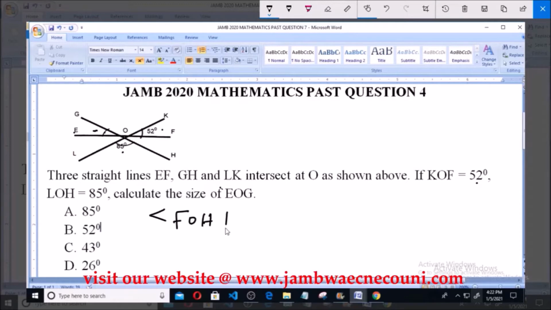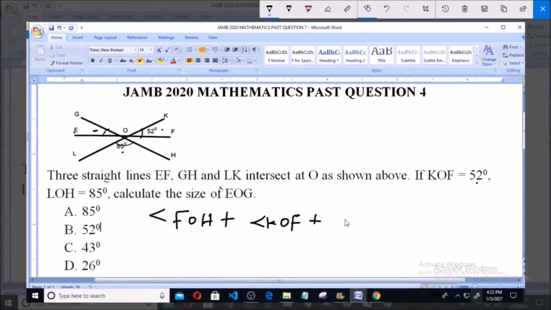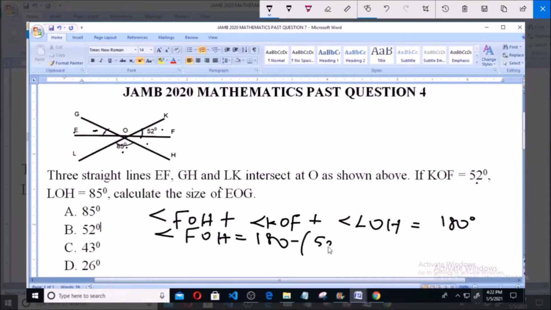Now, angle FOH plus angle KOF plus angle LOH is equal to 180 degrees. Now this is because they are on a straight line. You can see this line LK is a straight line, and angles on a straight line sum to 180. So angle LOH, which is 85 degrees, plus angle FOH, plus angle KOF, sum up to 180 degrees. So from this we can simply see that angle FOH is equal to 180 minus (52 plus 85), and that is equal to 180 minus 137, so this is equal to 43 degrees. So angle FOH is equal to 43 degrees.